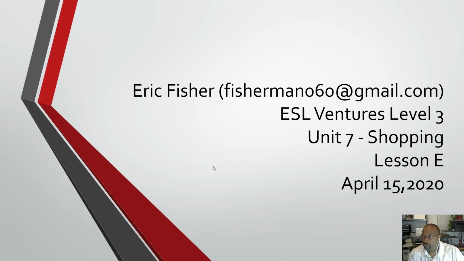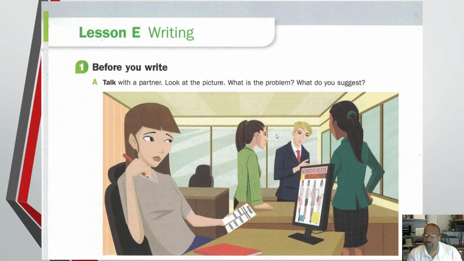Alright, so we're going to move on to Lesson E in Unit 7. So let's turn our books over to page 92. Lesson E is writing. Before we write, let's take a look at this picture. Talk with a partner, look at the picture. What is the problem? What do you suggest?